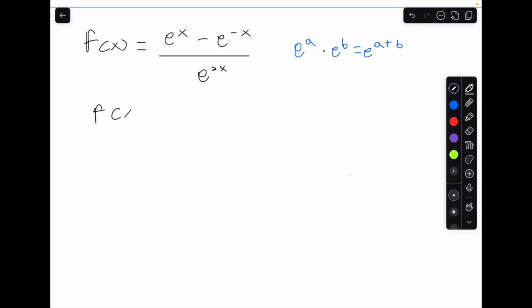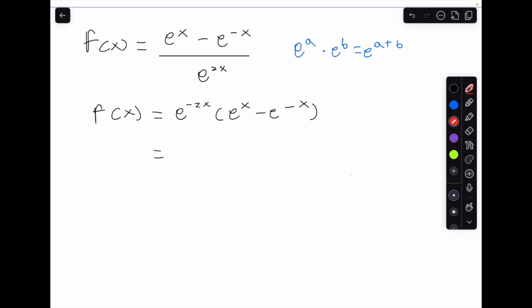So if we bring that e to the 2x up to the numerator, this problem becomes way easier. When we bring it up, we just have to make the exponent negative. So e to the negative 2x is now what we have, multiplied by this term in the numerator. Already, this product rule derivative is much easier than the quotient rule, but we can make it even easier than that by just multiplying e into the bracket.